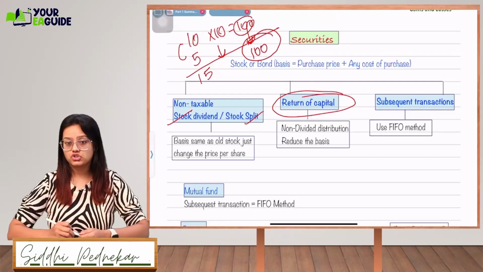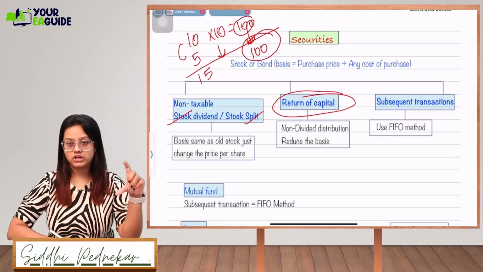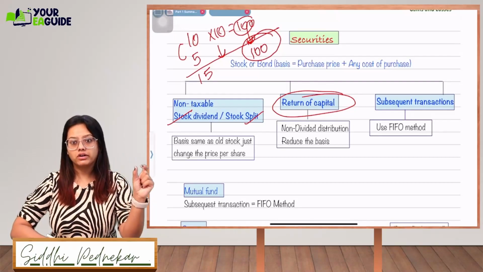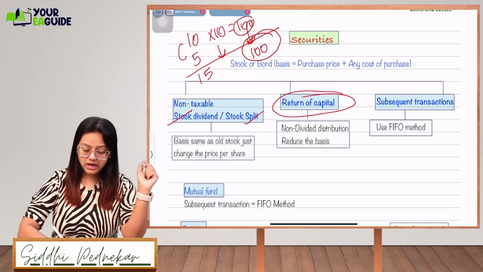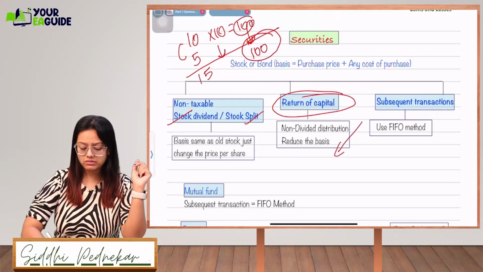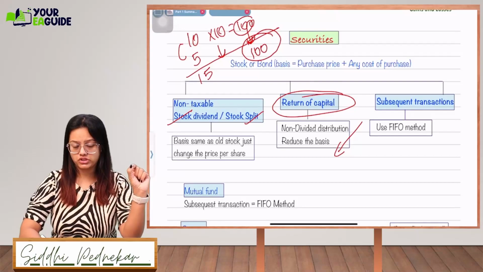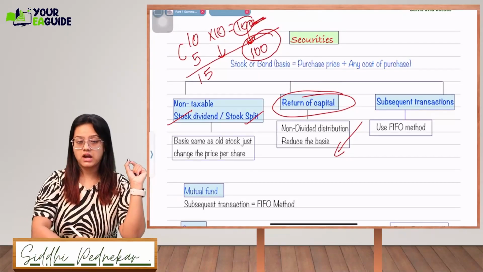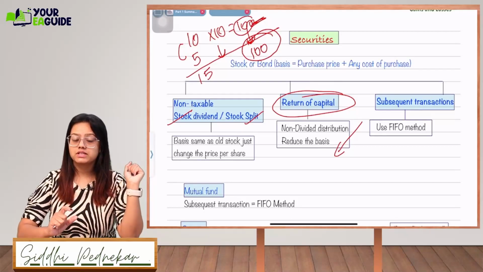If you receive a distribution, it will be mentioned in the 1099-DIV form only that this is my non-dividend distribution, right? So whatever amount you receive as a non-dividend distribution will not be taxable, but it will reduce your basis. This $100 was my basis. This basis will get reduced.